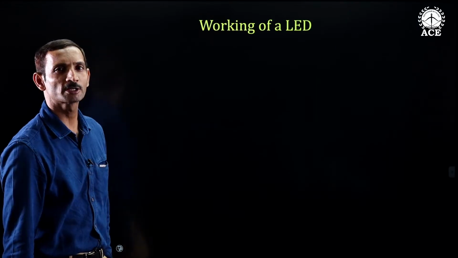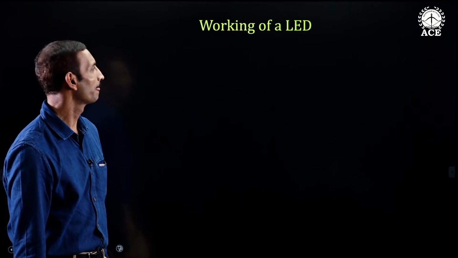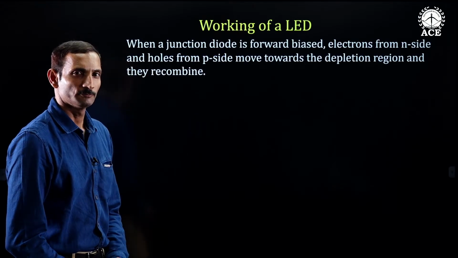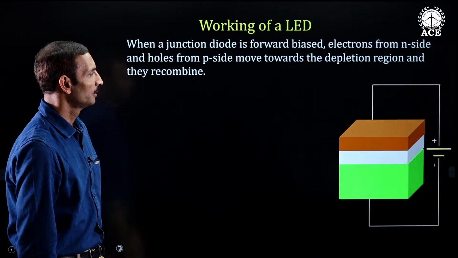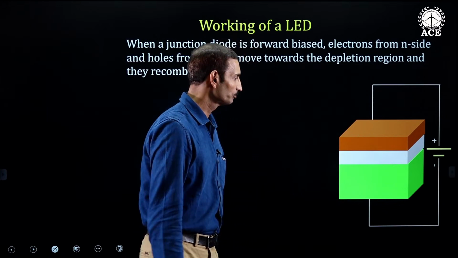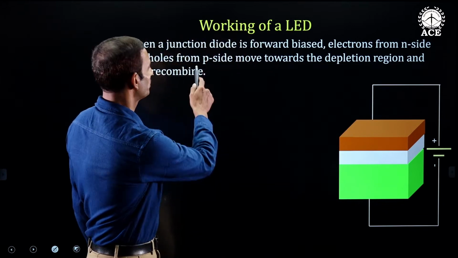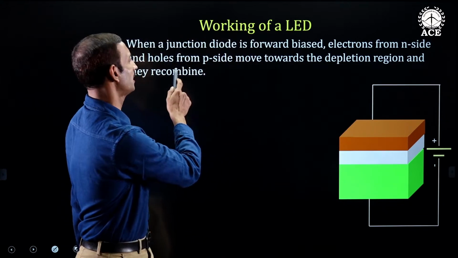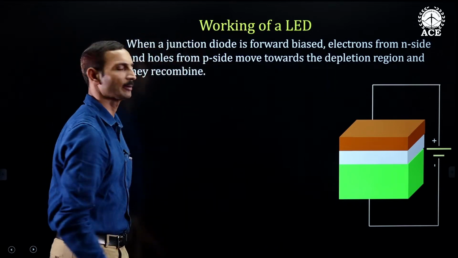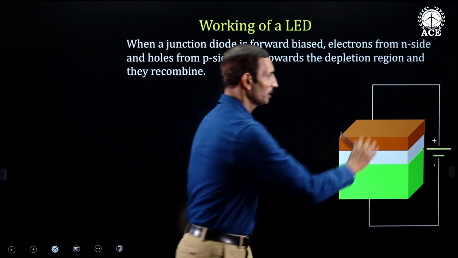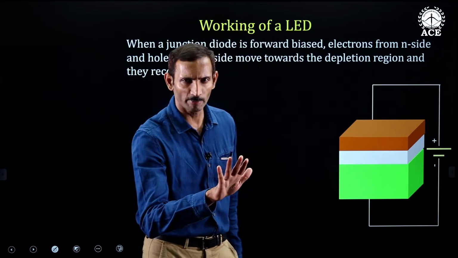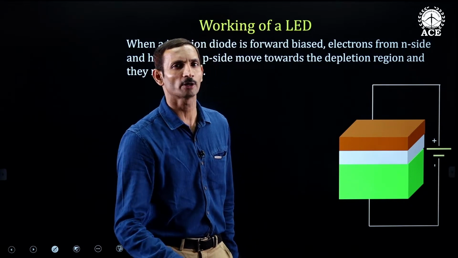Moving further, we're going to discuss the working of the LED. What would happen when forward bias takes place? When the junction is forward biased, electrons from the N side and holes from the P side move towards the depletion region, where they recombine. Initially, when there is no bias, a junction is formed, which we call a depletion region, because there will not be any charge carriers in the junction at that point of time.